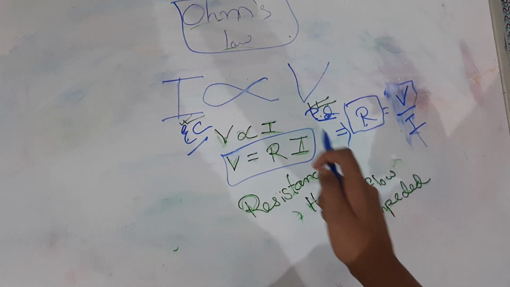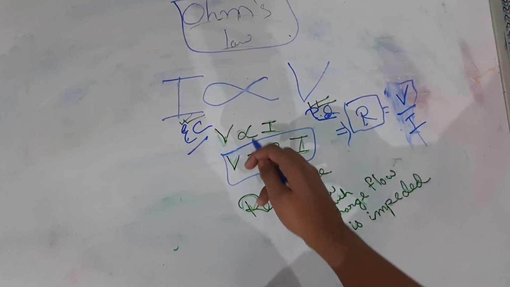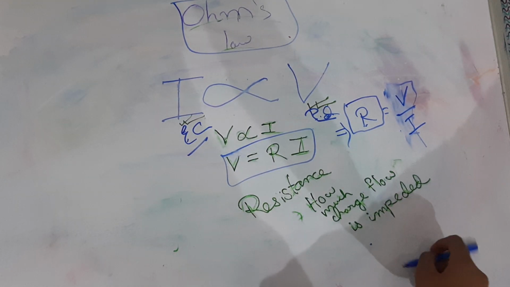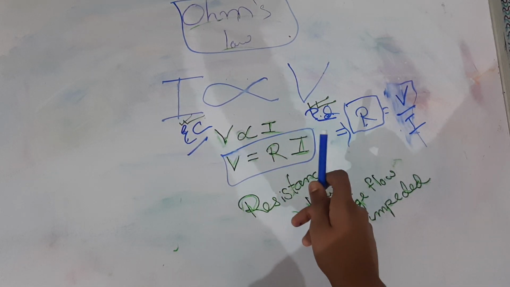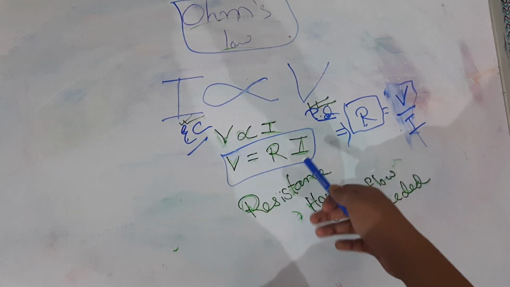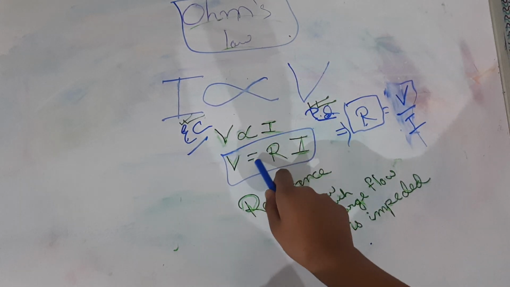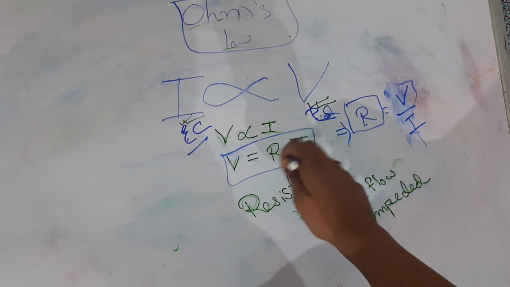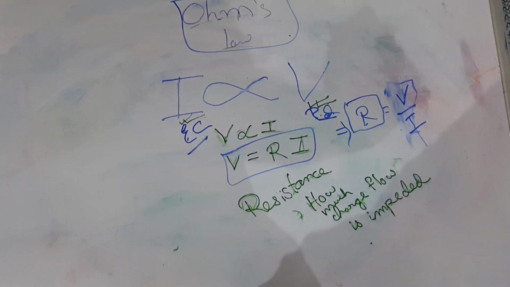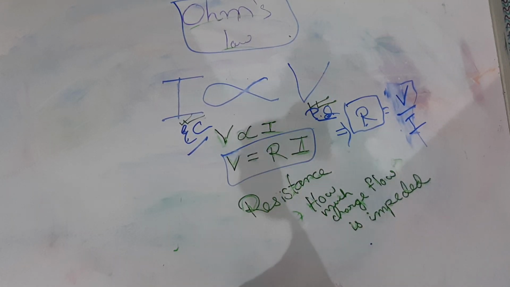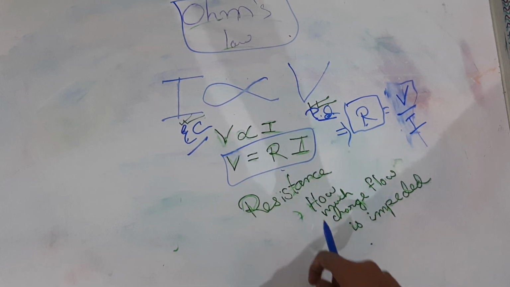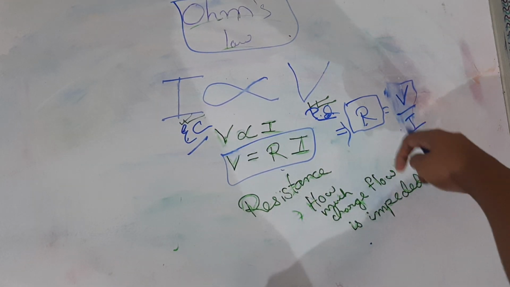Now just listen. I directly proportional to V can also be written as V directly proportional to I. As we know, to remove the sign of proportionality, we use a constant. So here we removed it, R is a constant, and the equal sign comes here. So V is equal to R times I. This is the main formula for Ohm's law. Now V is equal to R times I can also be written as R is equal to V by I.